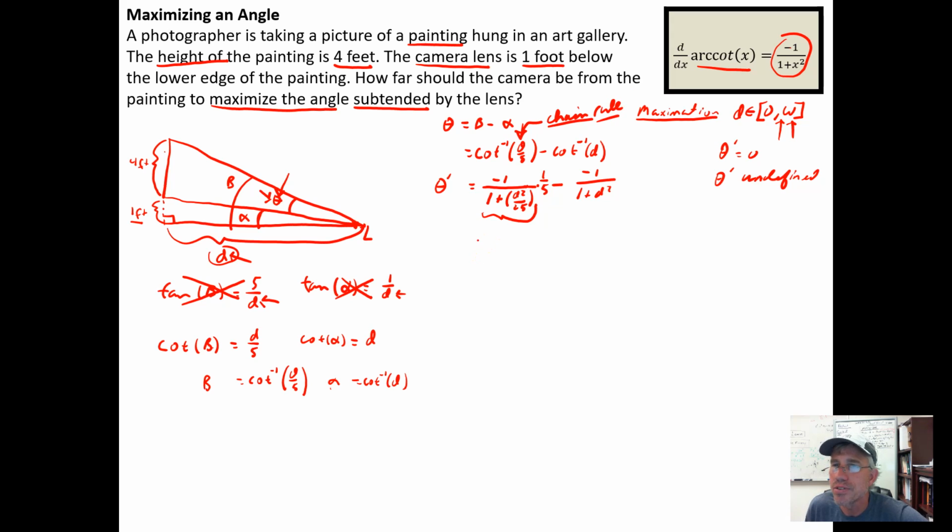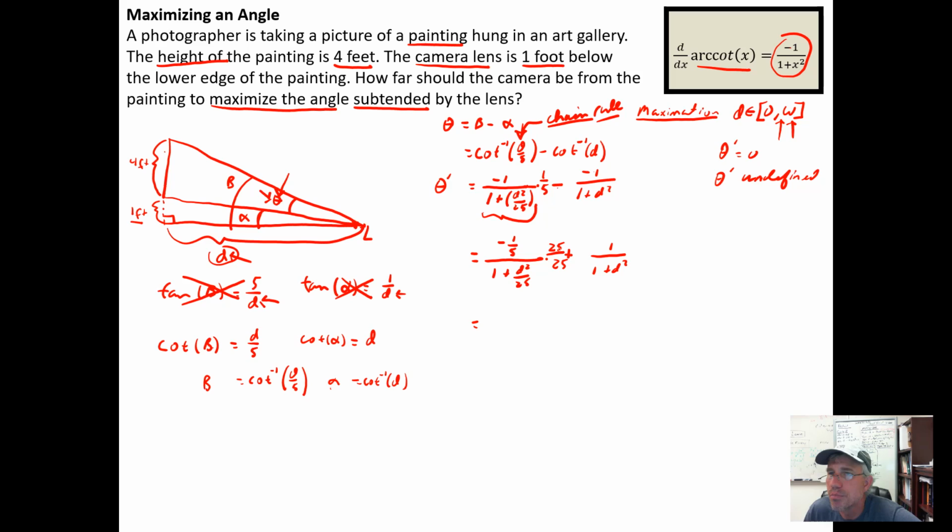And so if we clean things up just a nibble, I really can write this as -1/5 in the numerator, 1 plus d squared over 25 in the denominator, and I have a double negation here, so I'm going to have a plus 1 over 1 plus d squared. And right here I've got a complex fraction going on, and it makes it a little bit hard to work with. So one thing we could do is clean up this complex fraction. The simplest way would be to multiply by 25 over 25.